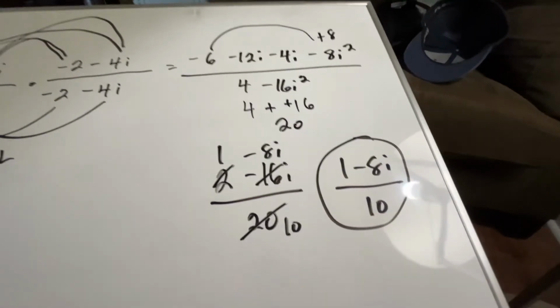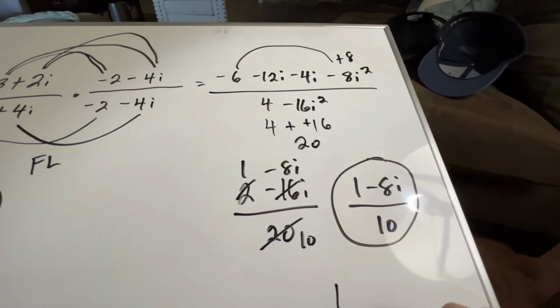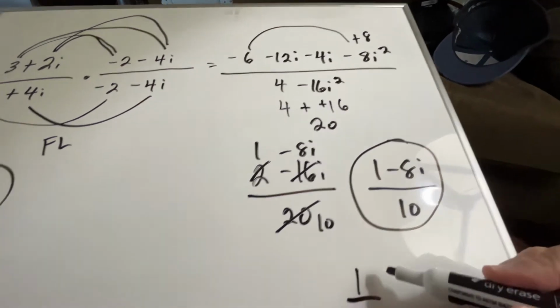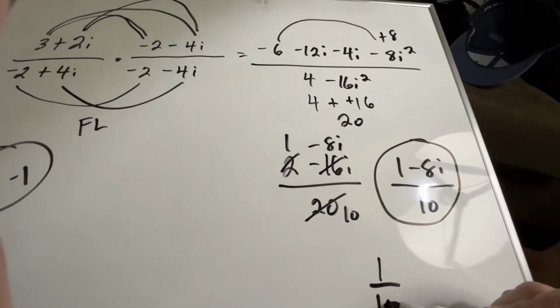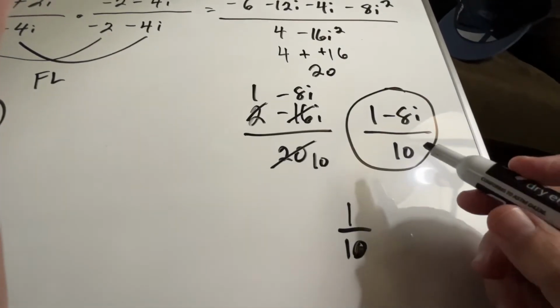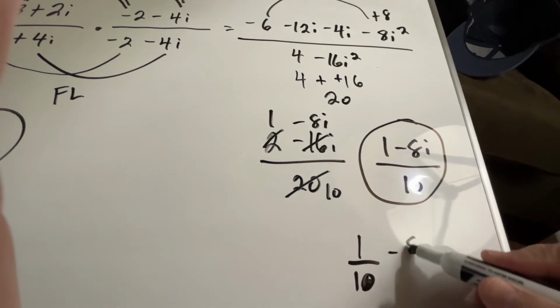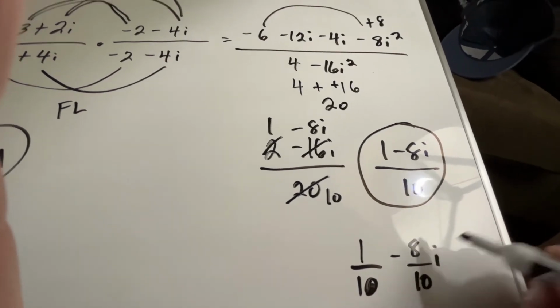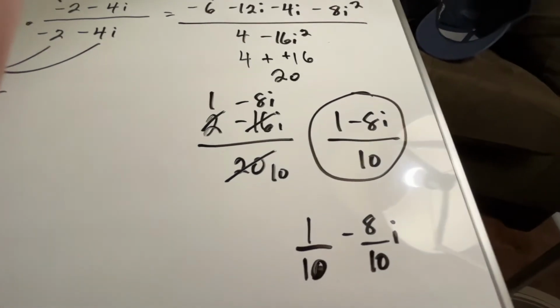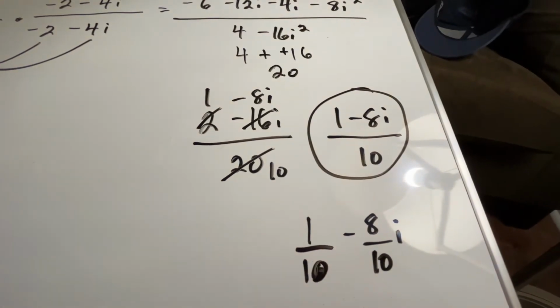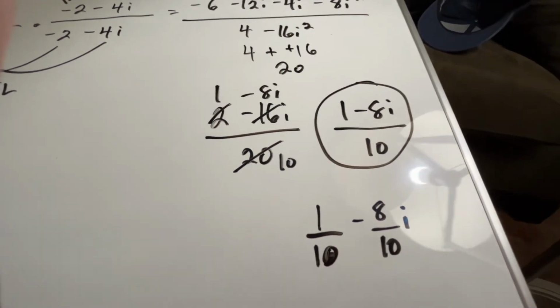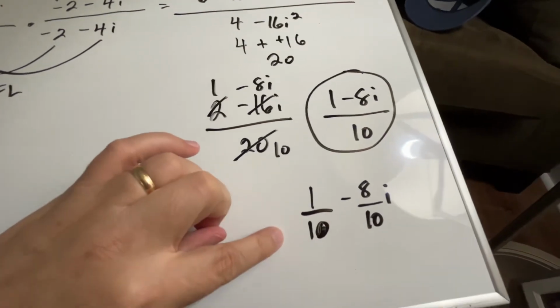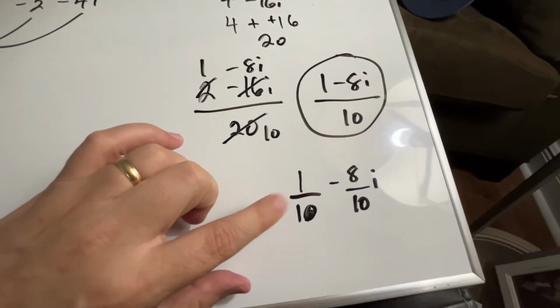Now, a lot of people will split this 10 up and write it as a fraction. So 1/10 becomes 1/10. That's a 0 right there. 1/10. And then this is -8/10 I. That 8I/10 becomes -8/10 I. And I could reduce that, but because I want to keep the denominators the same, I think I'm just going to leave it like this.